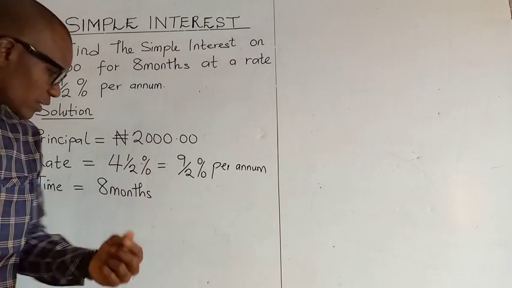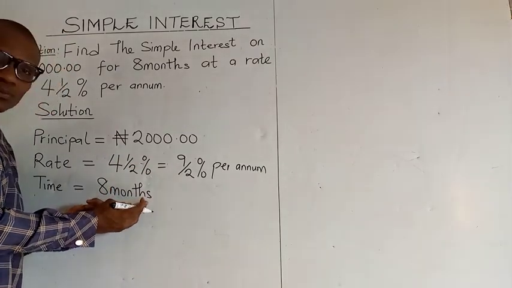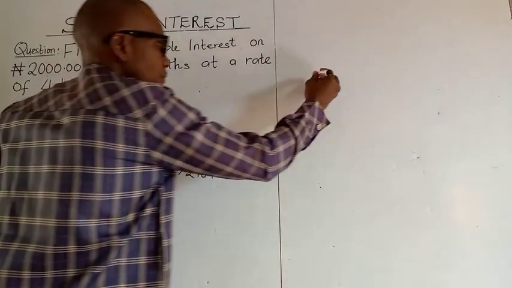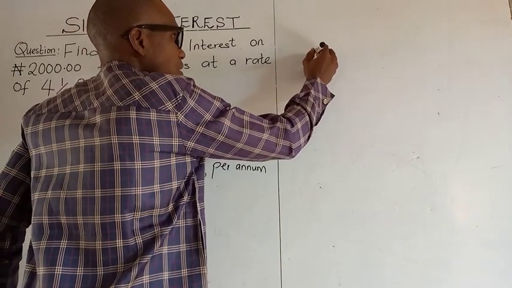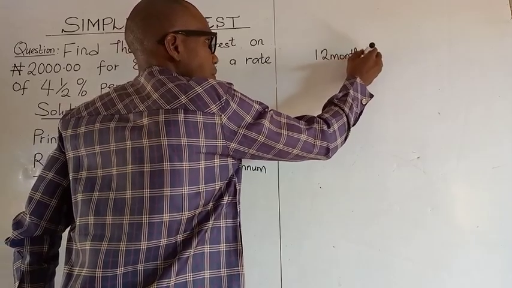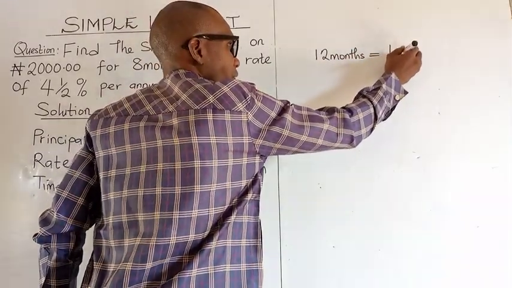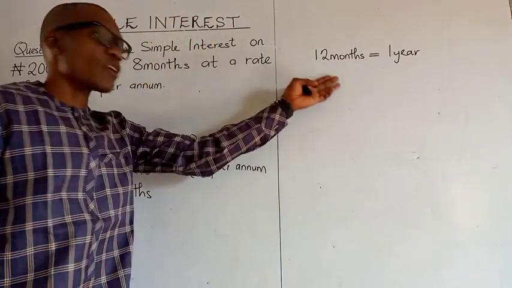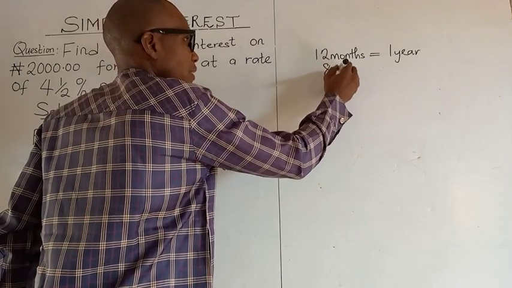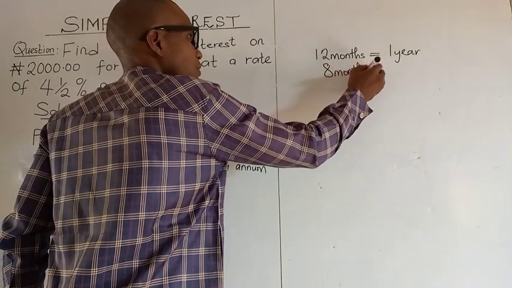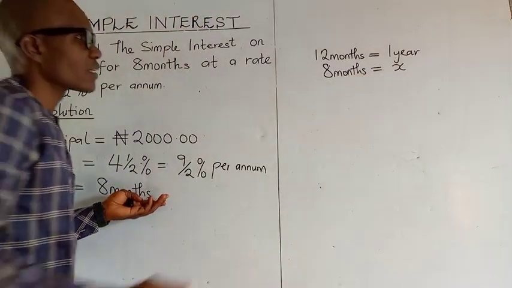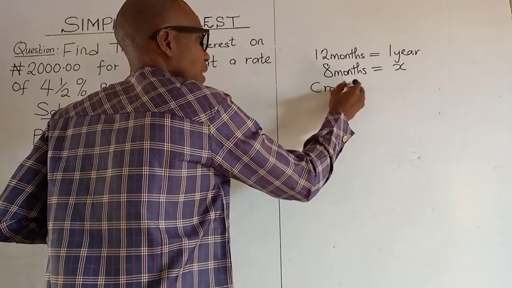So what we do is convert these 8 months to years. How do we do that? We say 12 months is equal to 1 year, and we have 8 months. So we put our 8 months here: 8 months will be equal to x, because we need the value of 8 months in a year. So what do we do here? We must multiply.